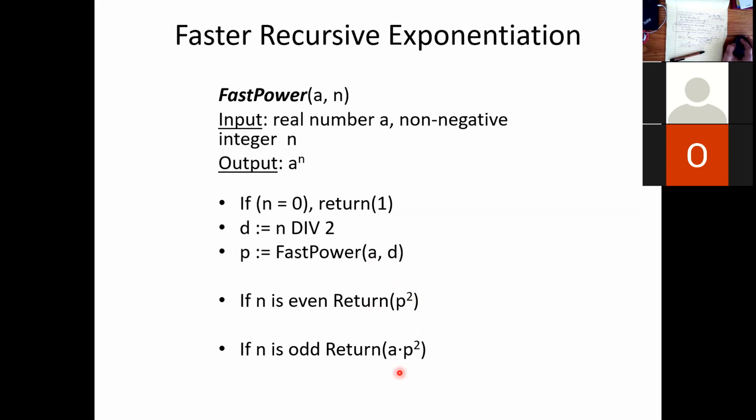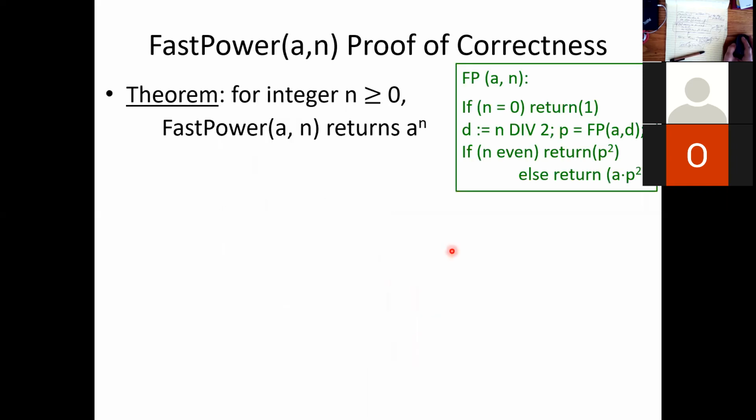And in the odd case, I do a little error correction here that accounts for the fact that this is not exactly a to the n over 2. So intuitively, that's how it works. Let's verify that this algorithm works correctly.